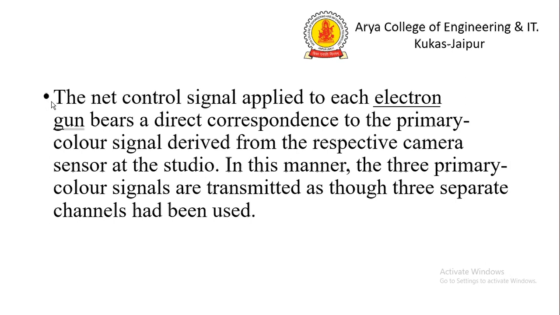Basically, the net control signal applied to each electron gun bears a direct correspondence to the primary color signal derived from the respective camera sensor at the studio. In this manner, the three primary color signals are transmitted as though three separate channels had been used.